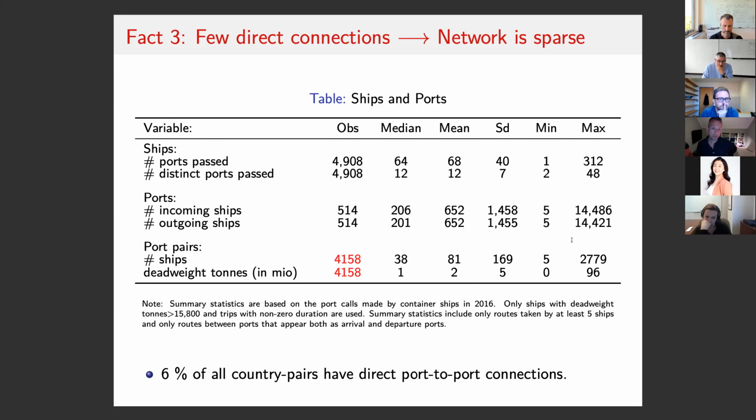Finally, focusing on this number, we have a little more than 4,000 active port pairs, which is a relatively low number, right? Because we have more than 500 ports, so the potential number of port pairs is 500 squared minus the diagonal. Not that many port pairs are actually active. In fact, only 6% of all port pairs are active. So this tells you that this network is relatively sparse. There are not that many direct connections in the container shipping network. As a direct consequence, most of the trade goes through indirect links, and you have to stop along the way, as you would if you wanted to go from LA to Oslo.